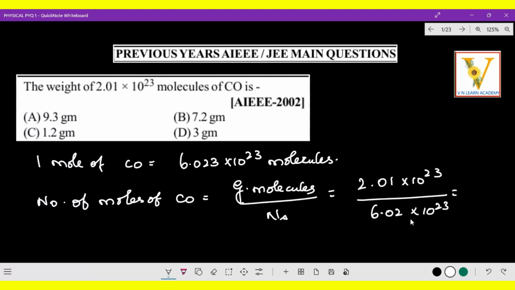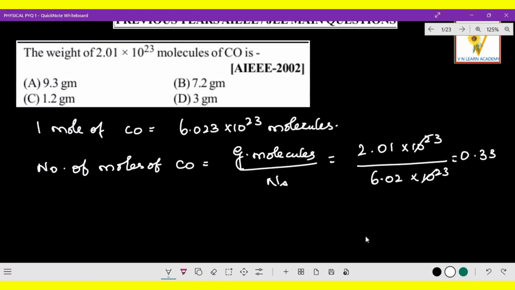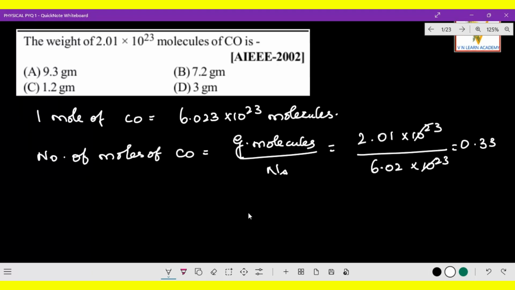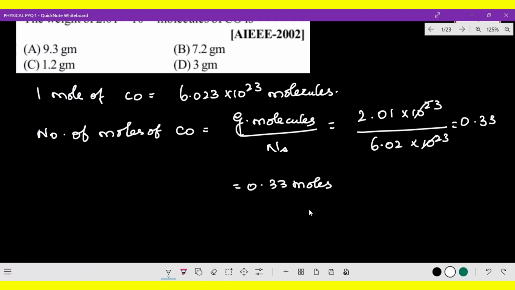Now, this is very simple while calculating in a logical way. This and this will be cancelled. You make it as a whole number. When you are making whole number, you will get 0.33. So, what is the number of moles of carbon monoxide here? You will get 0.33 moles. Right. Now, the next step, what is it?